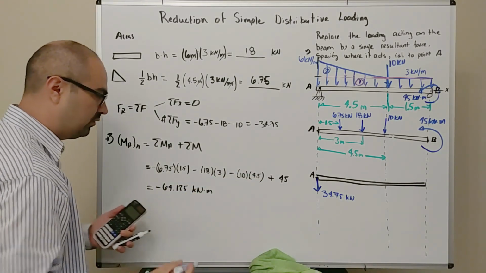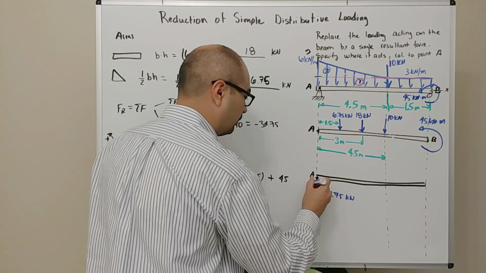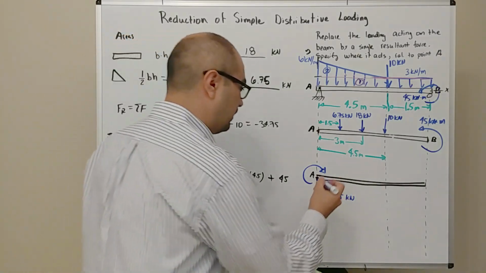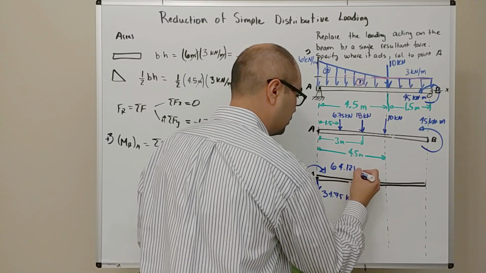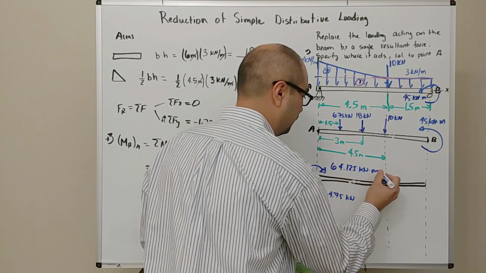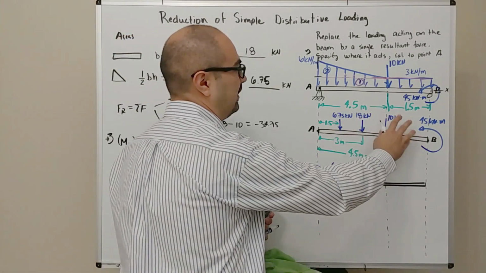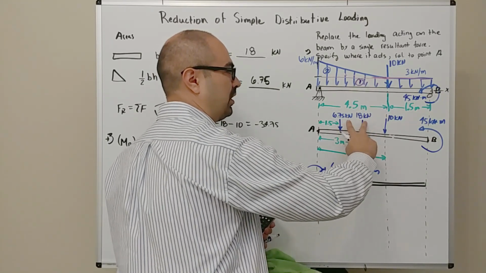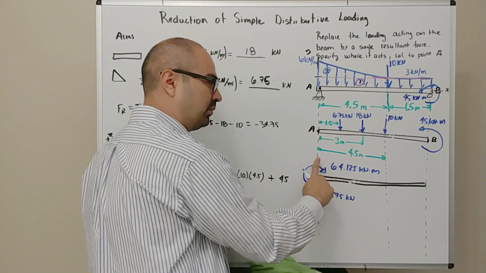So that means that this moment is going to rotate clockwise. It's going to rotate like this. And it has a magnitude of 64.125 kilonewton meter. We're almost done here. We've simplified the distributed loads into point loads, and then we took all the point loads and couple moments into a single resultant force and couple moment.